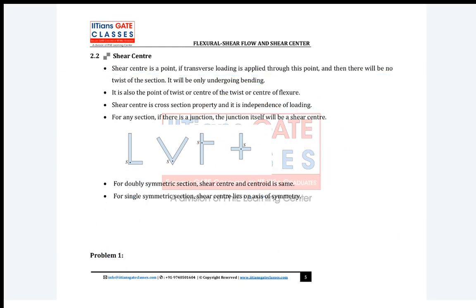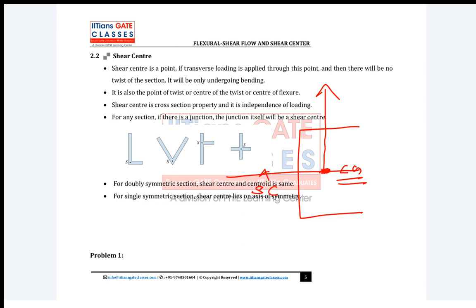Now guys, if you take a channel section, what is going to happen? You may see your centroid is somewhere here. But we will see this centroid is not the shear center. So in this case, if you apply load through the centroid, will it not twist? It will twist. Why? Because the shear center will be somewhere here. But you know this shear center is here.